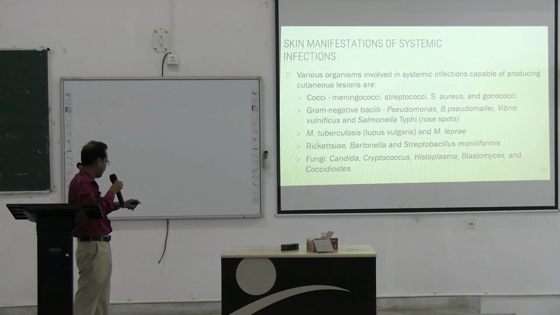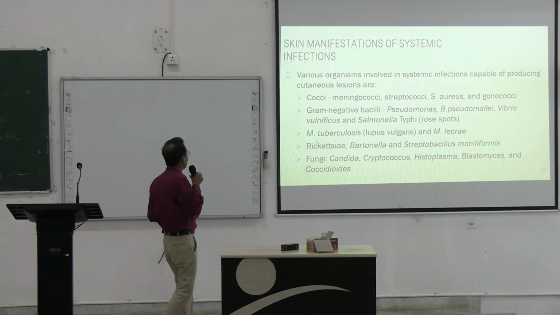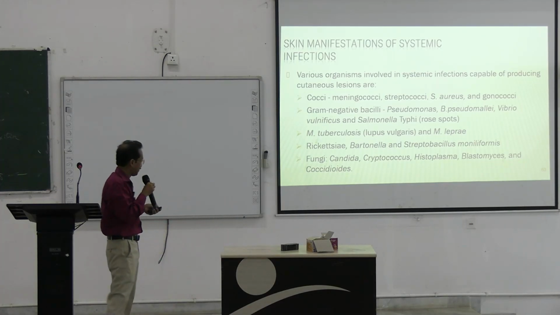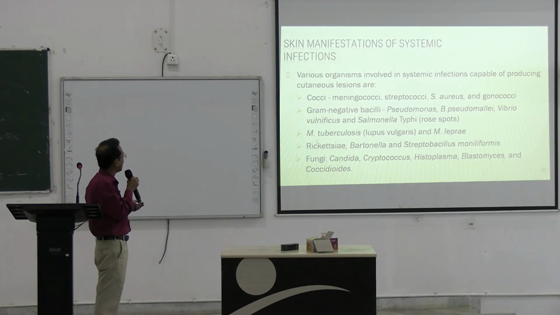So, what are the skin manifestations of systemic infection? Meningococci can produce purpuric spot. Gram-negative bacilli, Pseudomonas, rose spots. Lupus vulgaris in case of Mycobacterium tuberculosis. Rickettsia, Bartonella, and fungal infection: Candida, Cryptococcus, Histoplasma.